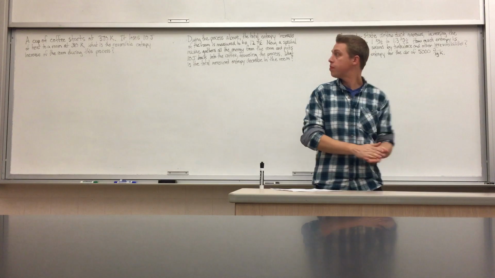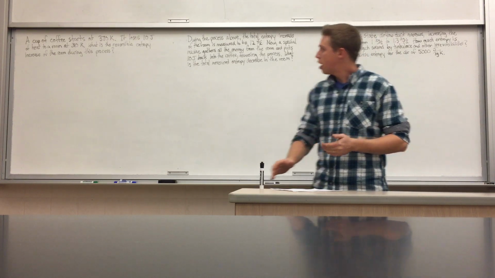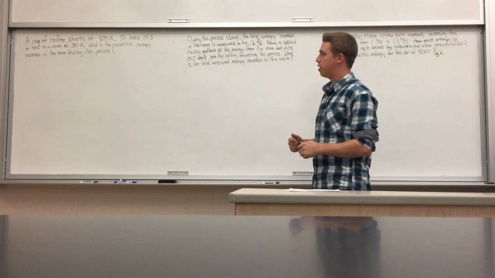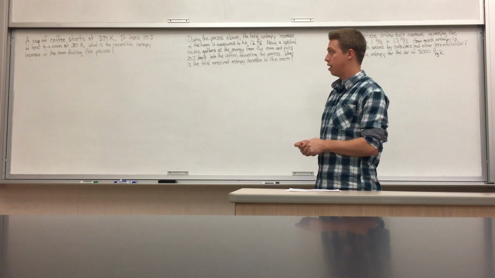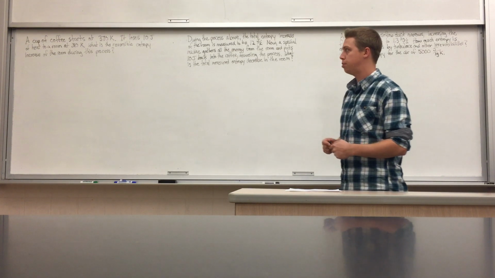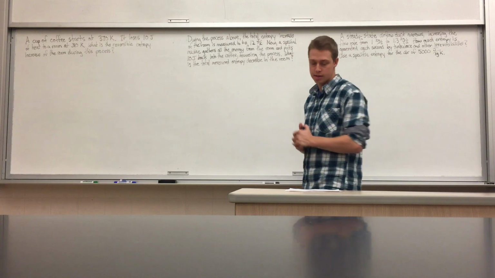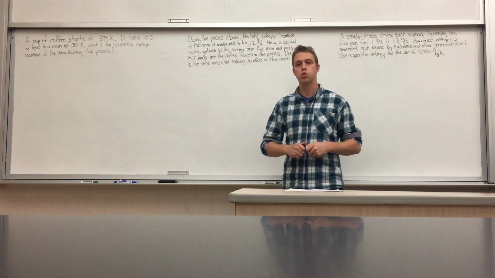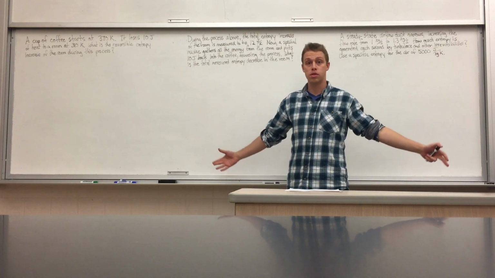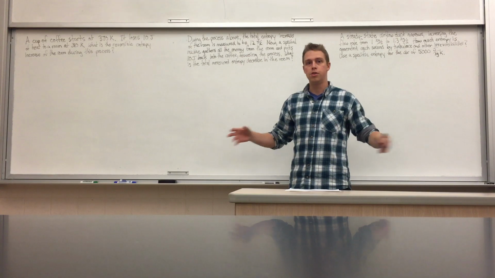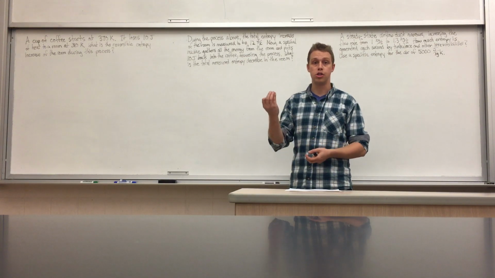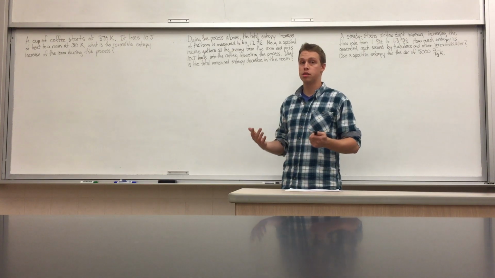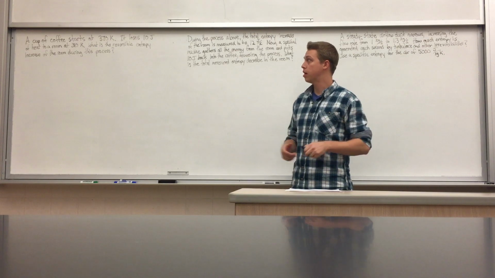Okay, moving on. A cup of coffee starts at 370 degrees Kelvin. It loses 10 joules of heat to a room at 310 Kelvin. What is the reversible entropy increase of the room during this process? Well, we're going to look at this and realize that this is one of those scenarios where we're dealing with a large thermal reservoir, the entire room. Just that little amount, that 10 joules of energy being dumped into the room, does not change the overall temperature of the room. We approximate it as staying constant at 310.